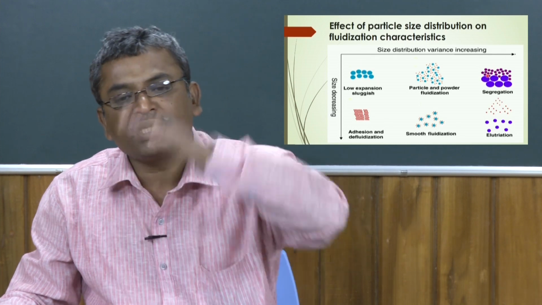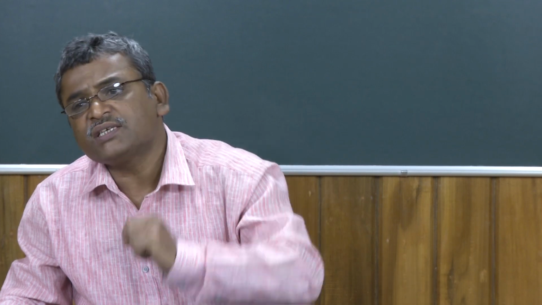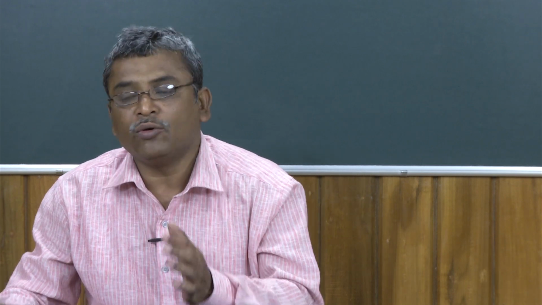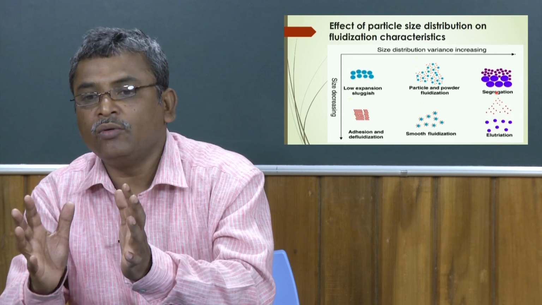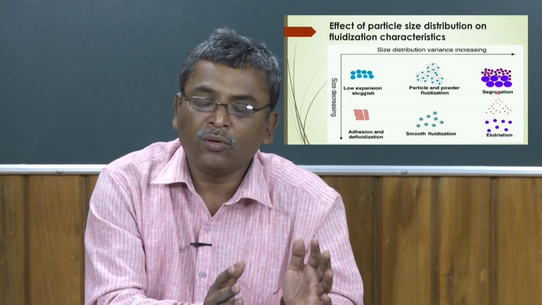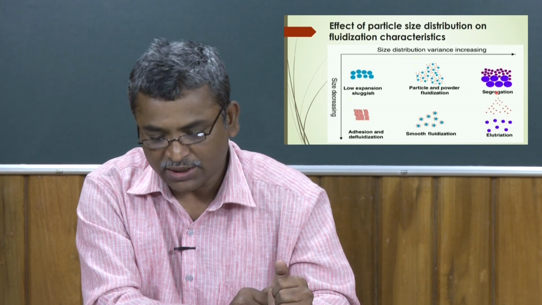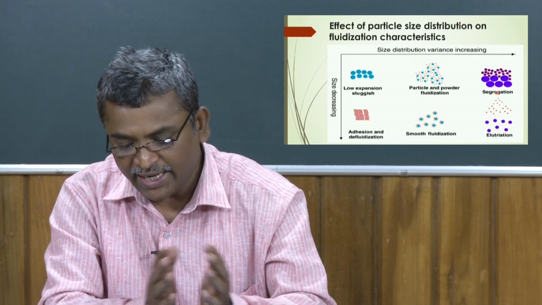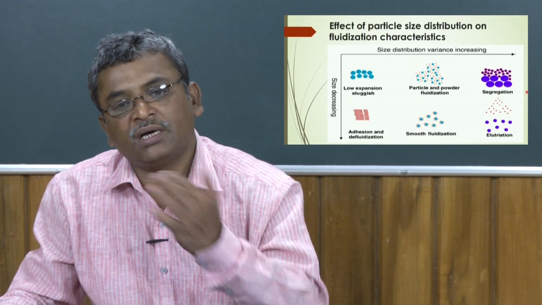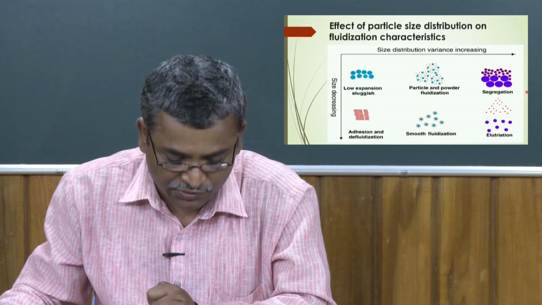At different locations, if you measure the size distribution, of course, if you take the samples and analyze them, then you will get the size distribution, and from this you will be able to say, okay, this sample has more finer particles, or these samples have more coarser particles. So, in this way you can segregate the solid particles by fluidization by analyzing the size distribution.